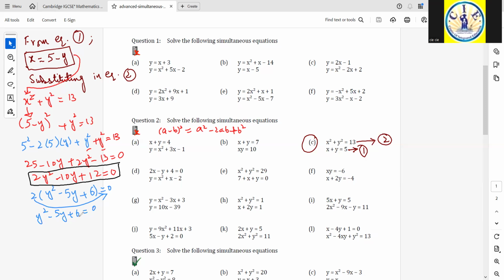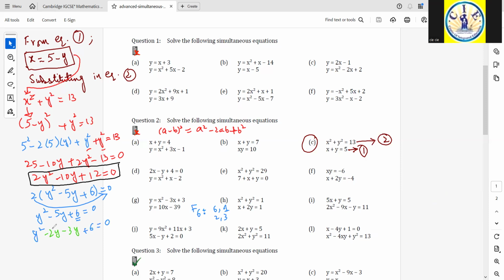Let me adopt the factorization method. I need to have the factors of 6. The factors of 6 could be 6 and 1, or 2 and 3. We need to choose that pair which could give us the middle term, and the product should be giving us 6. So the factors would be y squared minus 2y minus 3y plus 6 equals to 0.